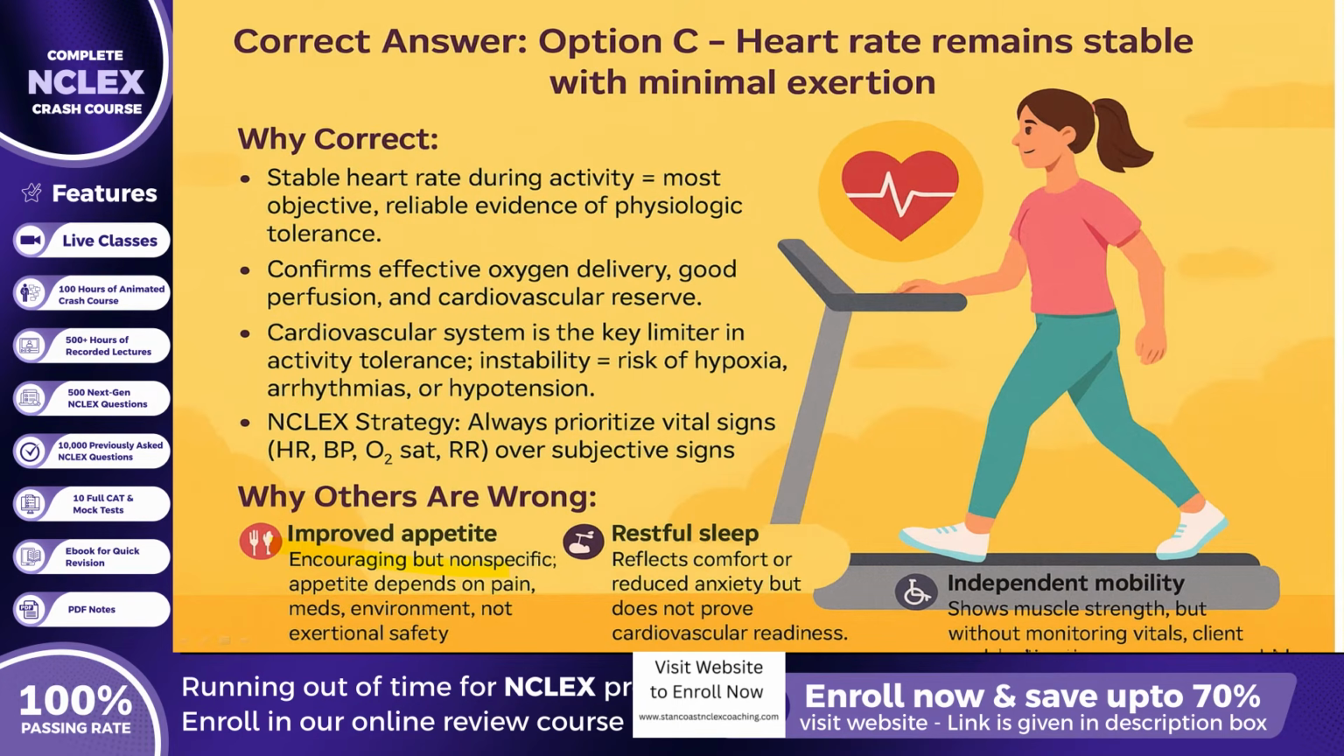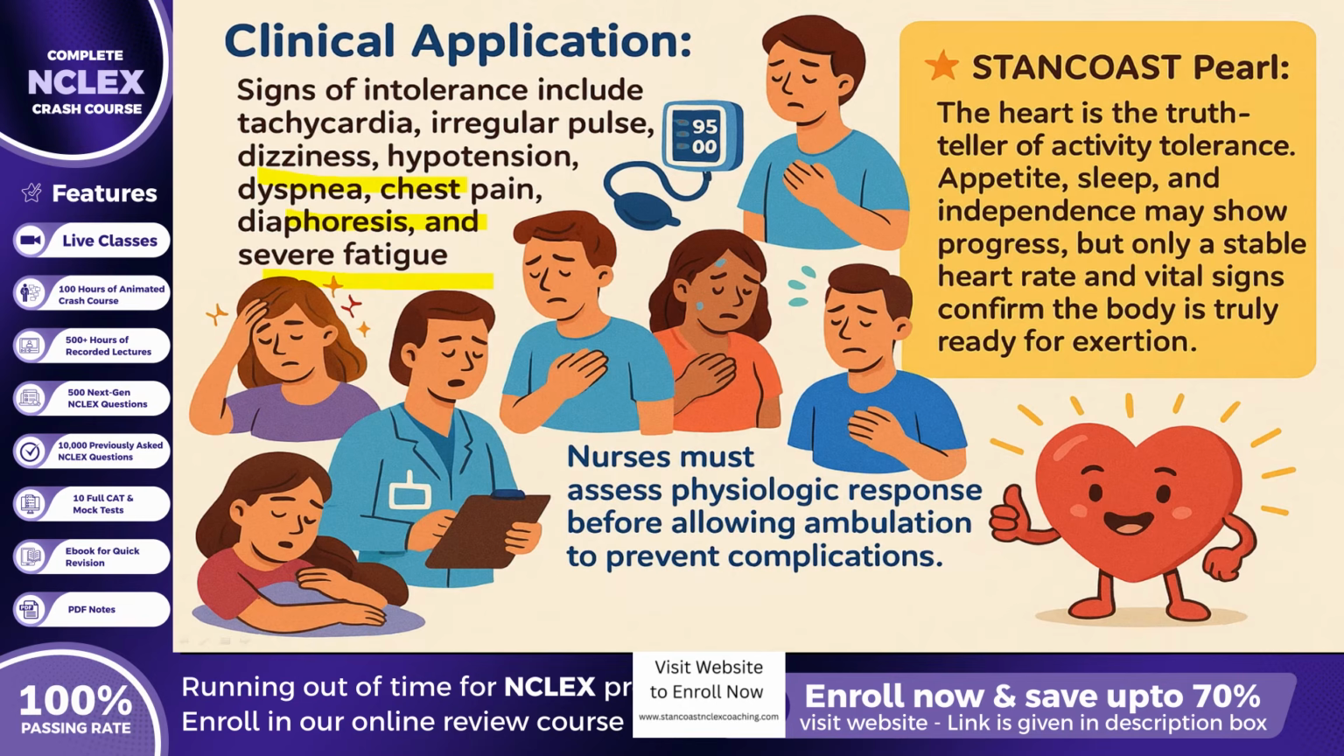Option D, the ability to get out of bed independently, highlights musculoskeletal strength and coordination, but without evaluating vital signs, the client could still experience dizziness, hypotension, or arrhythmias once upright. Clinically, the key application is that nurses must always prioritize objective physiologic measures over subjective improvements when determining readiness for activity. Safety comes first, and monitoring for intolerance signs like tachycardia, hypotension, or dyspnea ensures timely intervention. For NCLEX strategy, remember that cardiovascular and respiratory stability always outweigh non-specific indicators like comfort, appetite, or independence.